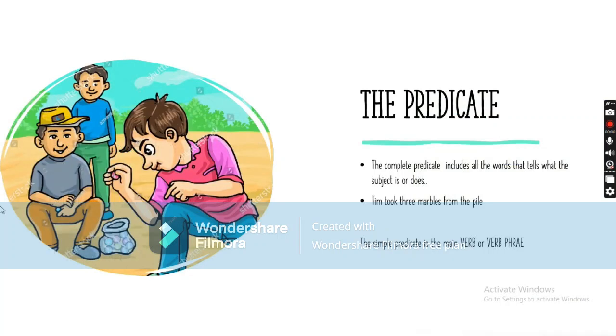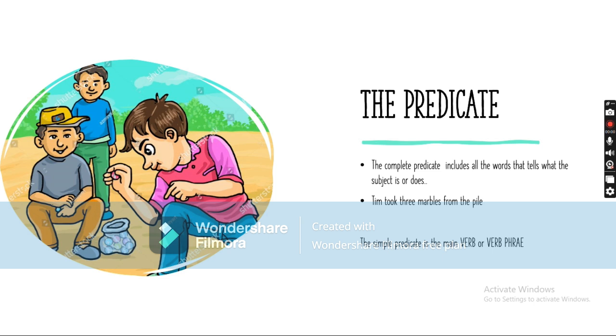Now, we will follow the same with the predicate. There are two types, complete predicate and simple predicate. We'll be taking the same example here. So let's first learn more about the complete predicate. It includes all the words that tell what the subject is or does. And a simple predicate is just the main verb or the verb phrase.